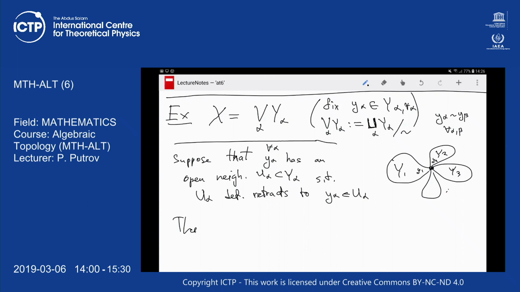Then the statement is: let me choose the base point x0, which is the class corresponding to any y alpha. It doesn't matter which one because they are all equal. The fundamental group of X is the free product of the fundamental groups of the topological spaces Y alpha with these base points y alpha.